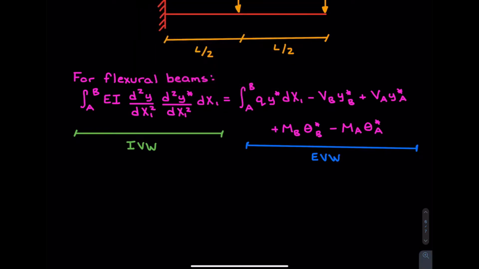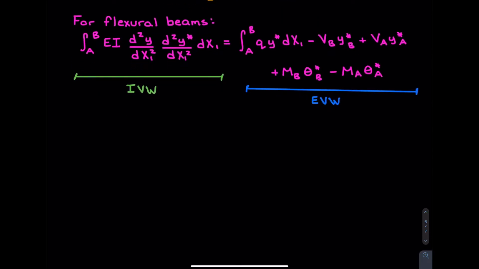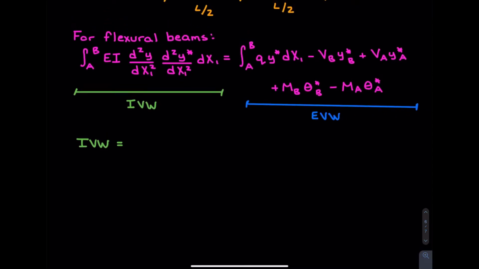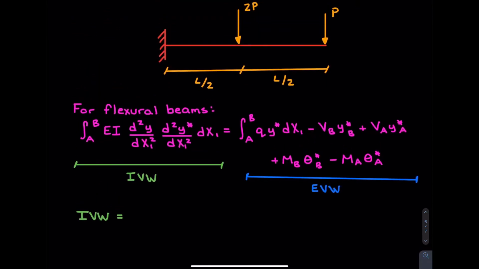So what we're going to do, just like before, is start off with the internal virtual work, figure out what that's equal to. Then we're going to solve for the external virtual work and figure out what that is equal to. So we're going to start with the internal virtual work. IVW just has one term. It's that integral term.